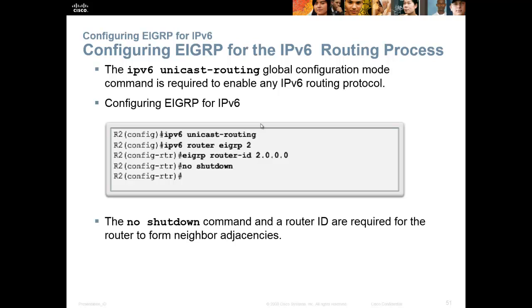Now, remember, in order to do IPv6, we got to turn on IPv6. So ipv6 unicast-routing, and then ipv6 router eigrp 2, or whatever EIGRP autonomous system number you're using. Then if you want to set the router ID, you can, and then you want to obviously do no shutdown to bring whatever. That's really odd. Oh, I'm sorry. Apparently the router ID command and no shutdown in IPv6 are required to form the adjacencies. Very interesting. I did not know that. So make sure you do the no shutdown on that command.